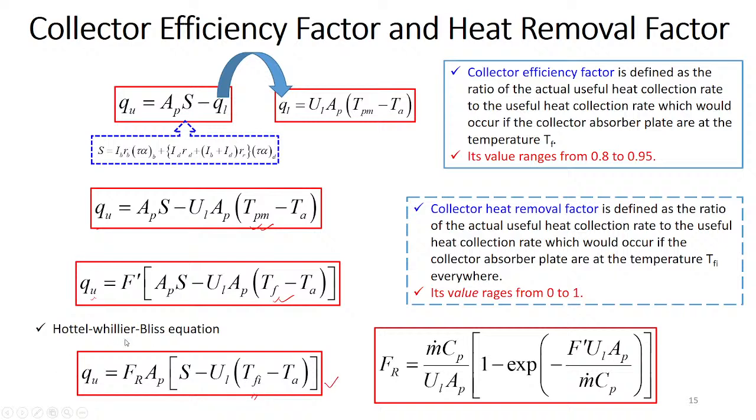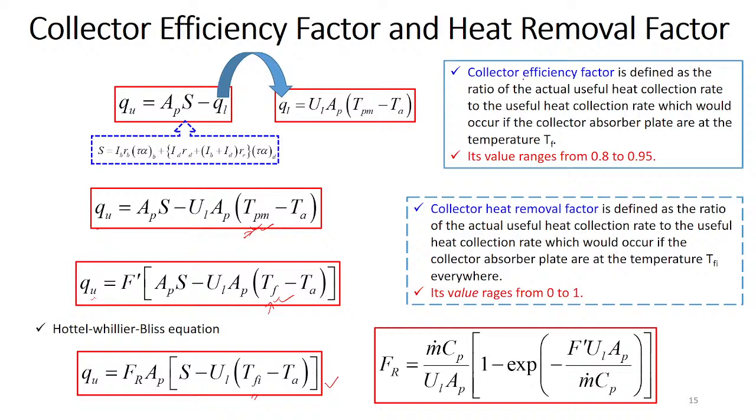and this expression is known as the Hottel-Whillier-Bliss equation, which is very important because in other cases it is very difficult to know the mean temperature of the plate and the fluid temperature. Okay, but if we know the inlet fluid temperature, it is very easy to calculate. So that's how this equation has been derived, and it is very convenient for solar thermal analysis for calculation of useful heat gain.